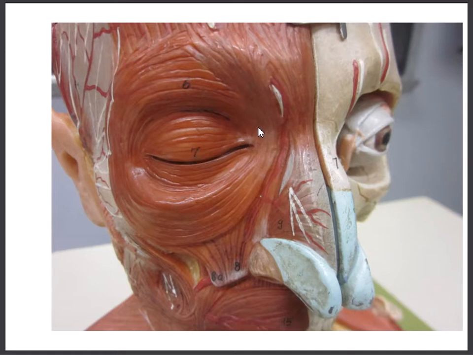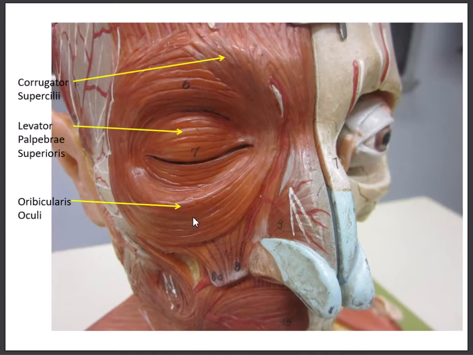The second muscle we're going to look at is actually right in our lid. This is called the levator palpebrae superioris, right? It's right in our eyelid. And then this big guy, you can't miss it. It goes all the way around like this. All the way around like this. Big, big circular muscle is going to be called the orbicularis oculi. So let's take a look at the corrugator first.